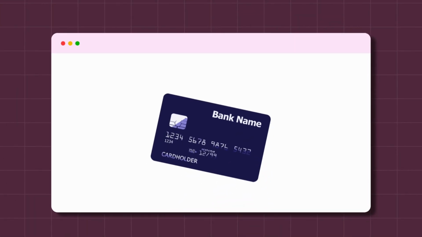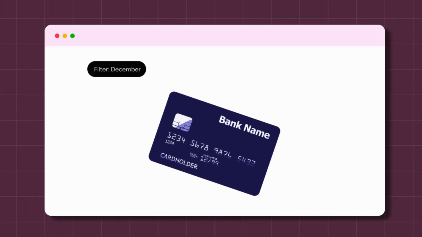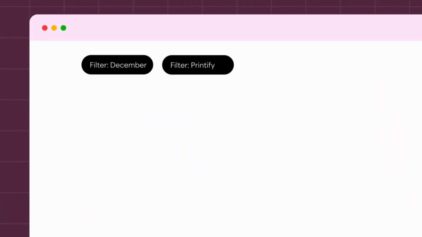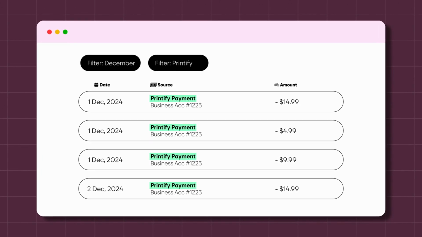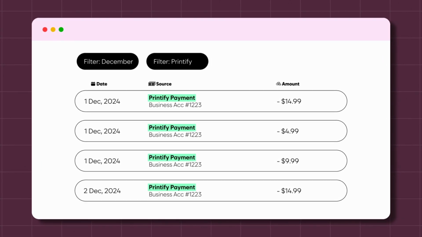So what you can do is, if you don't have Printify Insights, is just go to your credit card and then you can filter by the month and filter by all of your Printify charges for that month to get just how much you spent. And that's my quickest way to just figure out my general profit for the month.